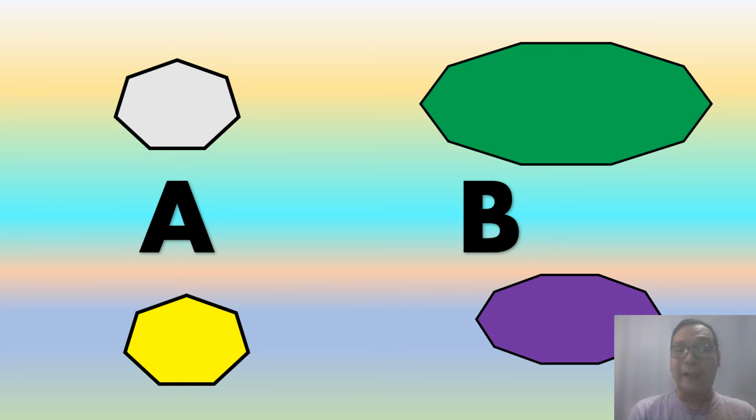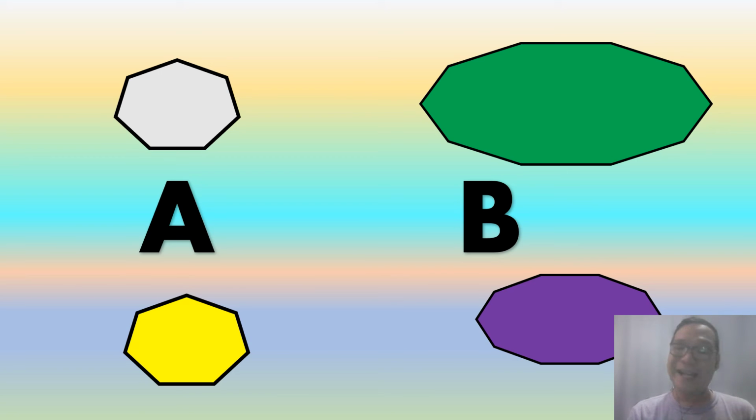Very good. In set A, when we put the yellow one on top of the gray one, we can say that the two polygons fit to each other. However, in set B, when we put the purple polygon on the top of the green polygon, we can say that the green polygon is larger or bigger than the other one.